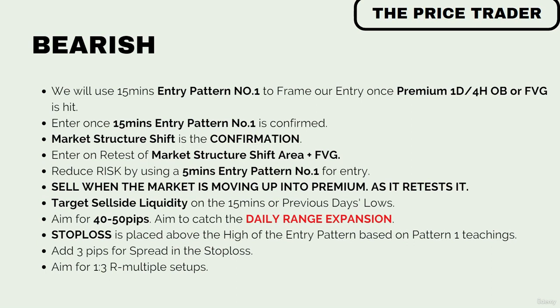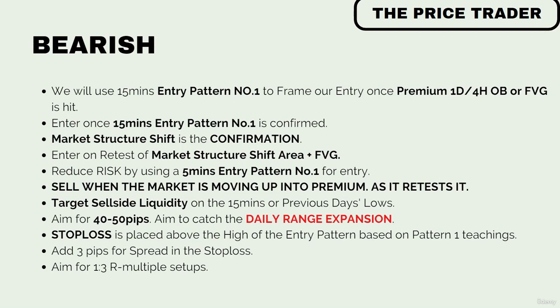Aim for 40 to 50 pips, and you want to aim to catch that daily range expansion, but do not over target. Just aim for 40 to 50 pips, because as a day trader that is good enough for this trading. And you want to place your stop loss above the high of the entry pattern based on the pattern 1 teachings. Then add 3 pips to allow for spread in the stop loss. So spread is just what the brokers use to make a profit. So they usually add 3 pips to your entry when you are selling, and they subtract 3 pips when you're buying. So you want to cater for that in your entries.